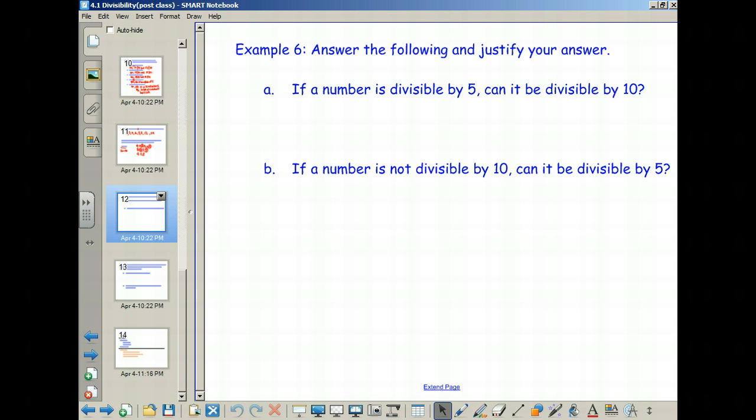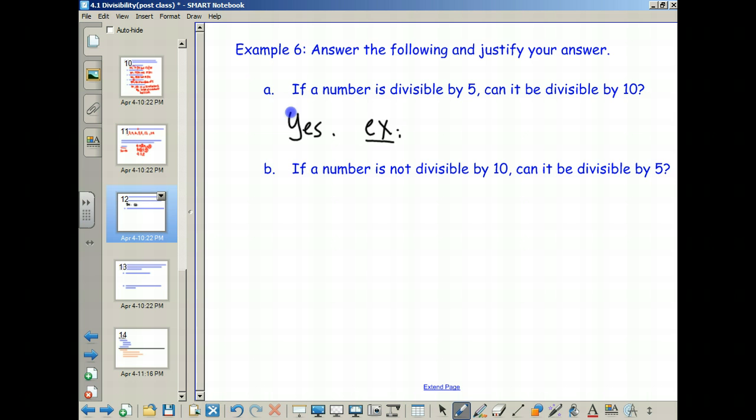So the first part, part A, says, if the number is divisible by 5, can it be divisible by 10? So, yes. It can be. It doesn't say it has to be, right? But can be. Yes. Justify your answer. Because 5 is divisible with 0. Okay, so can you give me an example? 30. 100. Anna says 100.